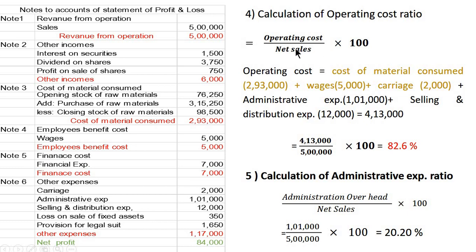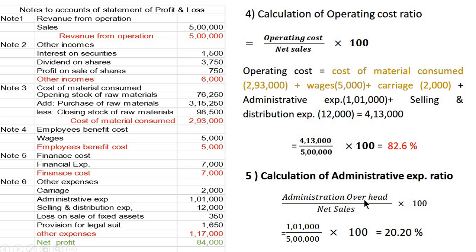The fourth calculation is calculation of operating cost ratio. The formula is operating cost divided by net sales into 100. Here the operating cost is ascertained cost of materials consumed plus wages plus carriage. These things represent the cost of goods sold, and added operating expenses like administrative, selling and distribution expenses. The total operating cost is 4,13,000 rupees. 4,13,000 operating cost divided by 5 lakh rupees net sales and multiplied with the 100, the answer is 82.6%.